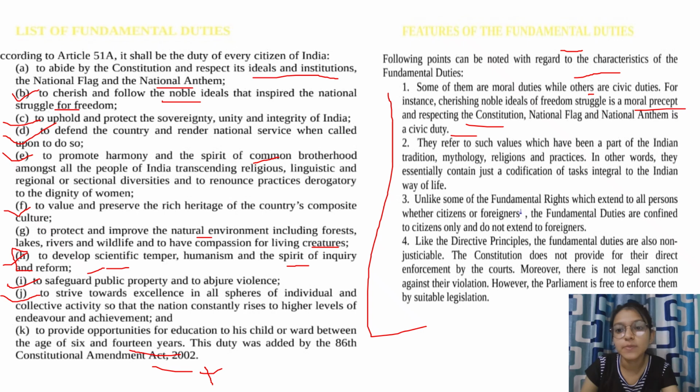They refer to such values which have been a part of the Indian tradition, mythology, religion, and practices. So it basically says that whatever has been incorporated here, be it respecting our freedom fighters, our noble spirits, or our institutions, it all came from our religious scriptures. If we talk about the Ramayana, Mahabharata, Christianity, or Islam, in every book there are moral lessons that we should show respect towards elders, talk well with youngsters, respect teachers, and have compassion for other living creatures.